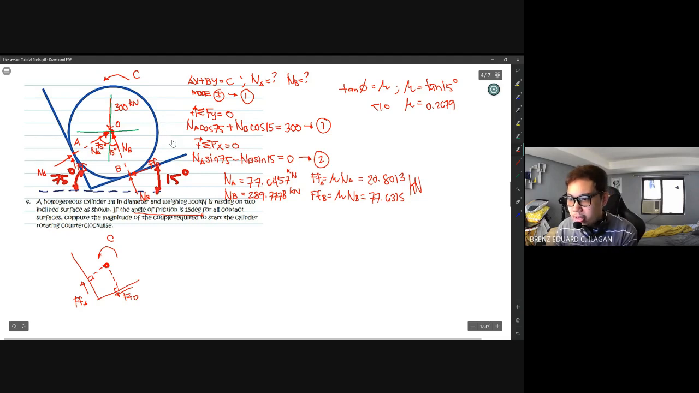May binigay bang radius? Ayun, so given naman guys yung diameter niya na 3 meter, therefore, etong radius niya is kalahati lang nun, or 1.5. Okay? So, mangyayari lang dito guys, mag-summation ka lang ng moment sa center or sa point O equals to 0. So, that is frictional force ni A na 20.80.